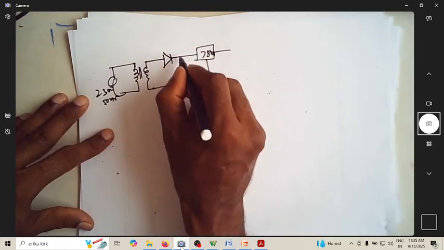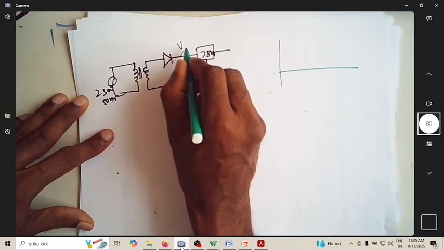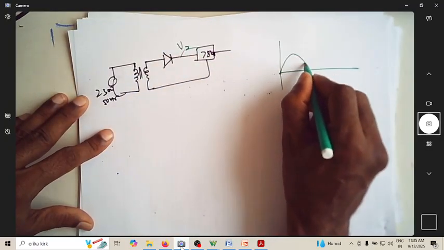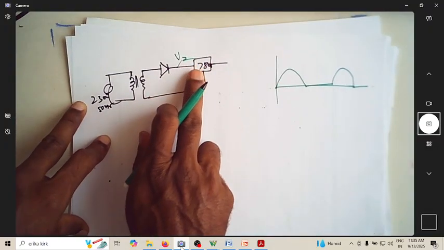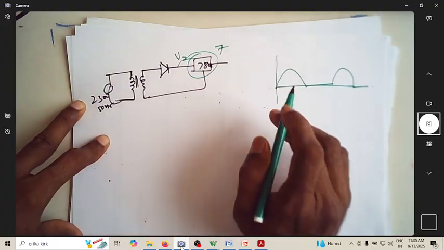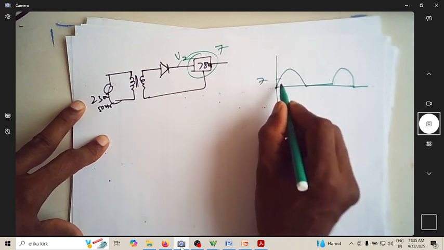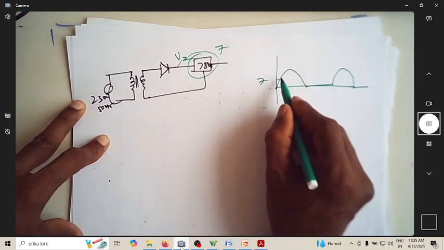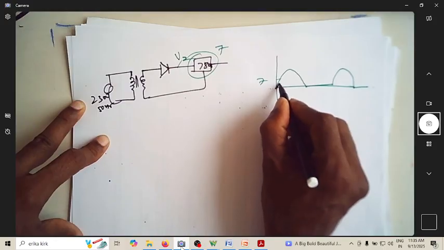So what waveform will we be having? The waveform that you will be having is something like this. So if I say this is V2, V2 is actually something like this. This is V2. That becomes the input to this regulator. We know that this regulator requires 7 volts to get the constant 5. So till the input is 7 volts, output will not be 5. So for more than 7 volts, output will be 5. So what happens is, your output goes something like this.